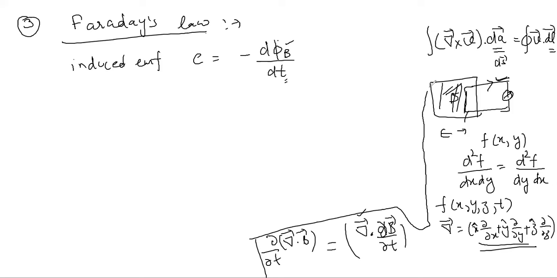Now, this magnetic flux here, I can also write as B dot dS or B dot dA. Let's stick to dA being the area here, right? Magnetic flux is nothing but B dot dA.